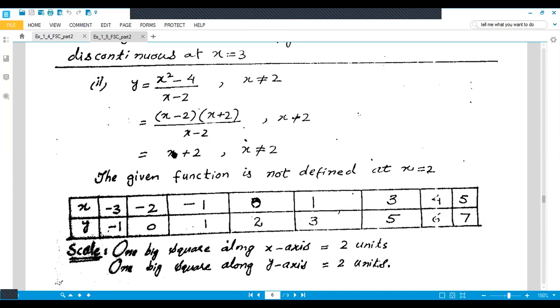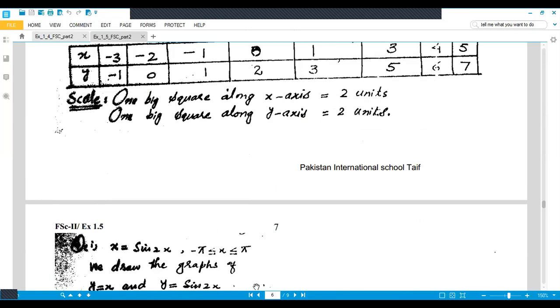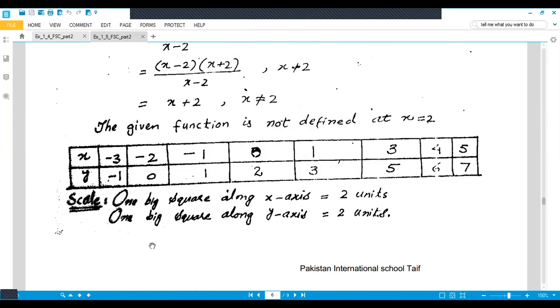So when we put minus 3 here, minus 3 plus 2, minus 1. When you put minus 2 plus 2, 0. When we put minus 1, so minus 1 plus 2, plus 1. When we put 0, we get 2. When we put 1, 1 plus 2, 3. When we put 3, 3 plus 2, 5. When we put 4, 4 plus 2, 6. When we put 5, 5 plus 2, 7. So 5 small boxes on the x-axis equal to 1 unit and 5 small boxes on the y-axis equal to 1 unit. You will take these and draw the graph by yourself.